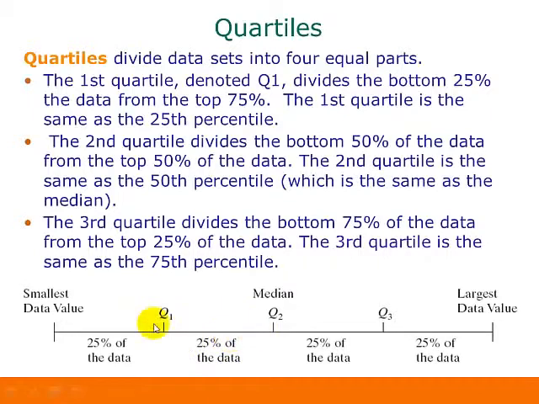So here's a picture. We have our list of data from the smallest data value up to the largest data value. And here are our 3 quartiles, Q1, Q2, and Q3. So again, here below the first, the lowest 25%. Between Q1 and Q2, we have another 25%. Between Q2 and Q3, we have another 25%. And between Q3 and the maximum data value, we have another 25%.